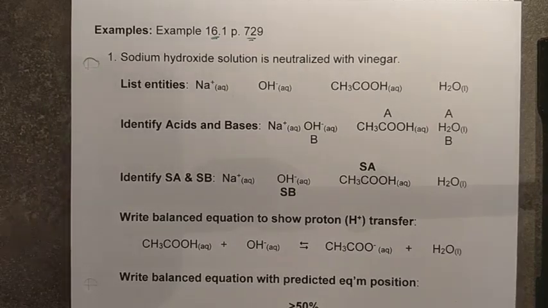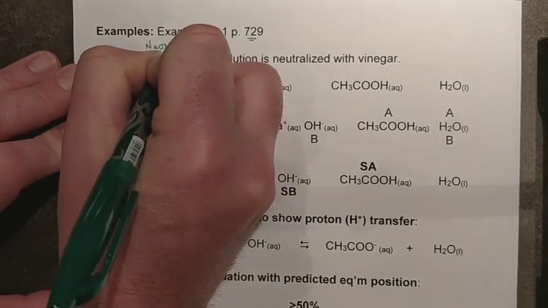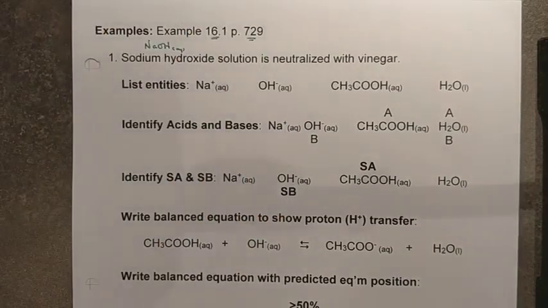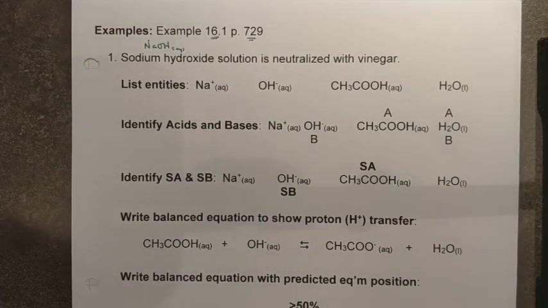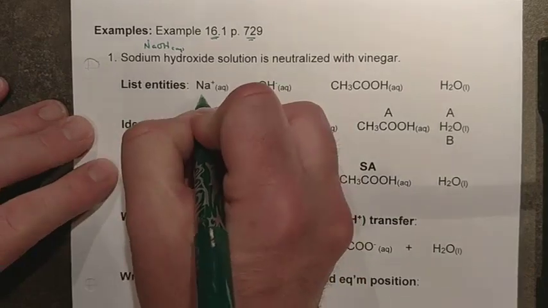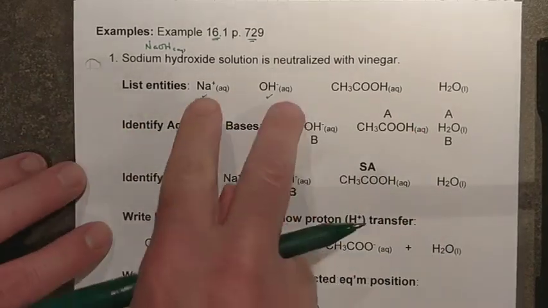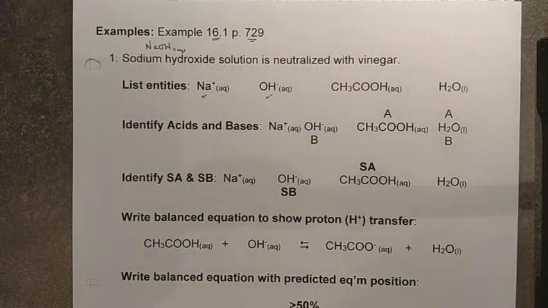Okay. We need to take a closer look at this and find out what we actually have in our two solutions. Sodium hydroxide is NaOH, but that makes it a soluble ionic compound, so NaOH would dissolve and then immediately dissociate into its two previously existing ions. So we would get Na+ and we get OH-, both in solution.